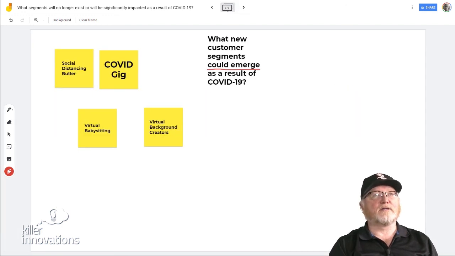In the current one, the one we just worked on, what new customers could emerge? I think social distancing butler. I have that effectively with my kids. Somewhat a tangent to it is the COVID gig economy. I think virtual babysitting. My wife and I are providing those services today. And then virtual background creators.